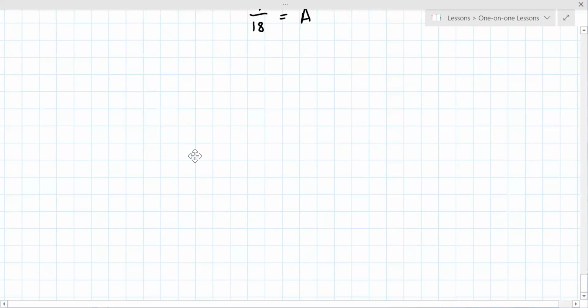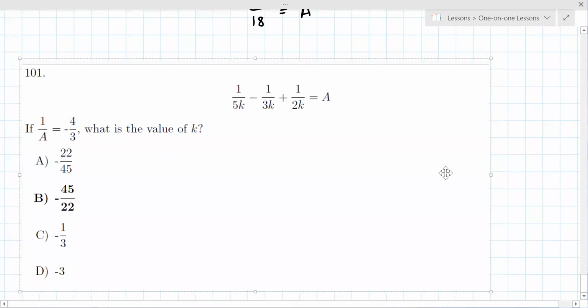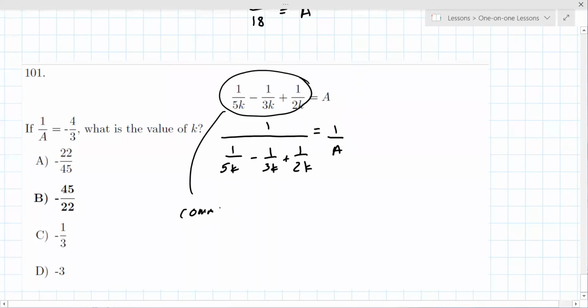So here they give you the value of 1 over a, and they want the value of k. Okay. So one of the problems here is you could easily, if you're trying to create 1 over a here, 1 over a is 1 over 5k minus 1 over 3k plus 1 over 2k. And now this just got a whole lot more complicated. So this time it actually forces you to find a common denominator here.